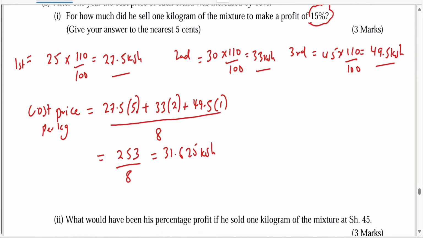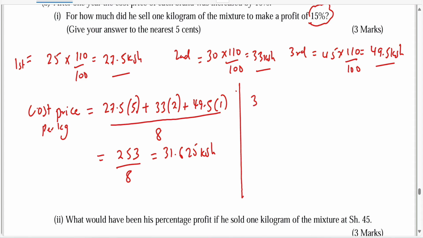But now have we solved it entirely? No, we haven't solved it entirely. So tutafuta profit sasa. Umeambiwa profit ya 15%. So how do you get the profit? See, so how do you, for how much did he sell? How do you get the selling price?